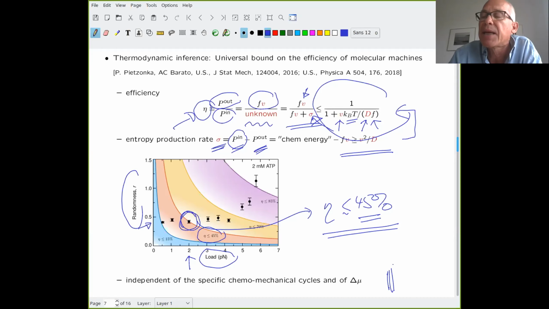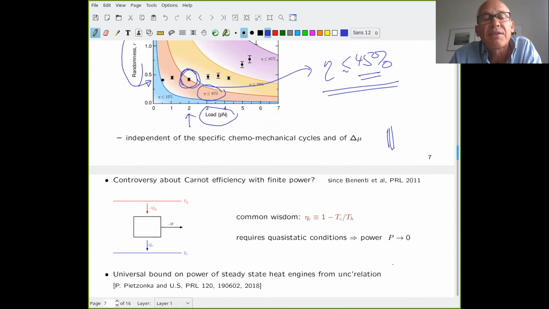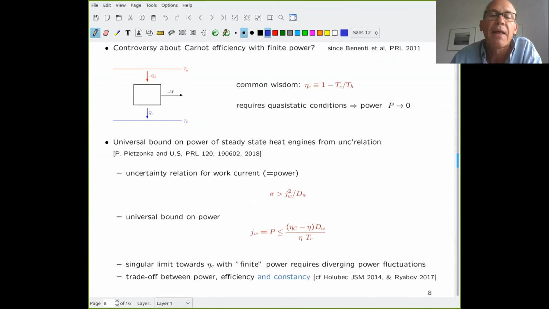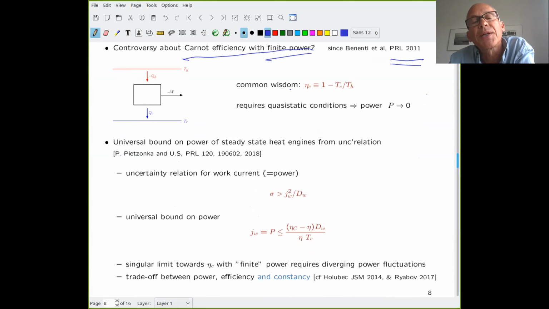Okay, let me highlight one more result, which was already mentioned by Takahiro in his introduction. And that is this issue of whether it's possible to reach Carnot efficiency at finite power. For me, this was brought up in a very nice PRL by Benenti, Casati and Keiji, where they speculated that with a magnetic field, one could have finite power at Carnot efficiency. So this started a whole industry.